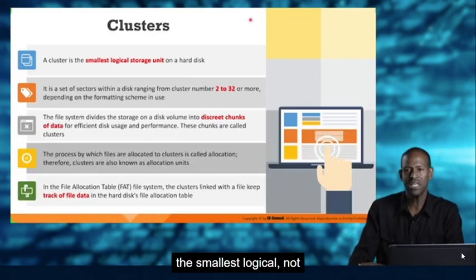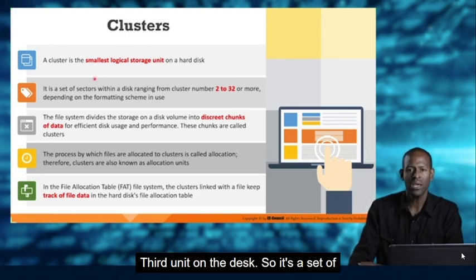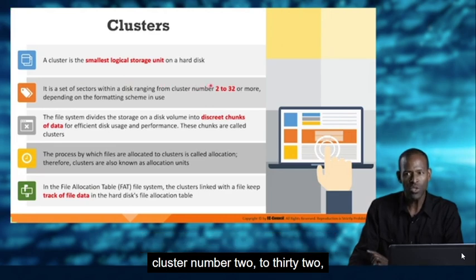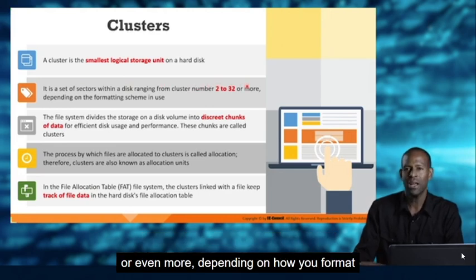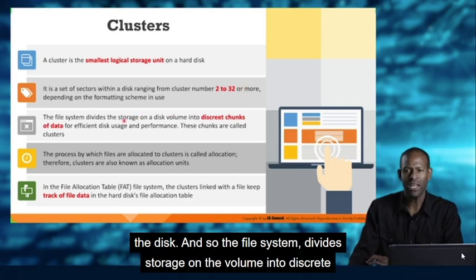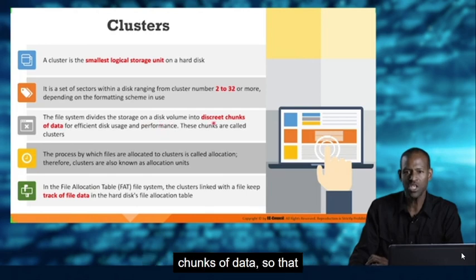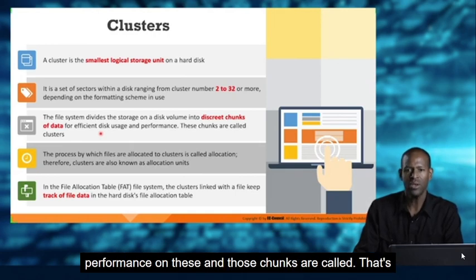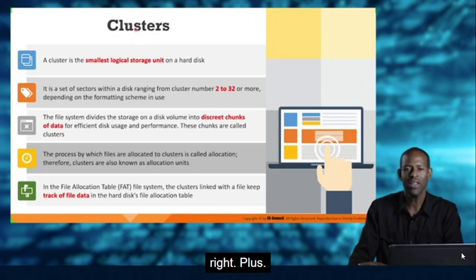A cluster is the smallest logical, not physical, the smallest logical storage unit on the disk. So it's a set of sectors within the disk ranging from cluster number 2 to 32 or even more, depending on how you format the disk. And so the file system divides storage on the volume into discrete chunks of data so that you have efficient usage. You have better performance on these. And those chunks are called, that's right, clusters.